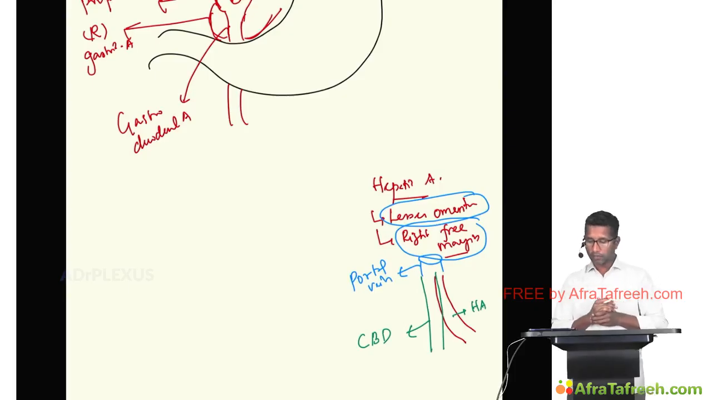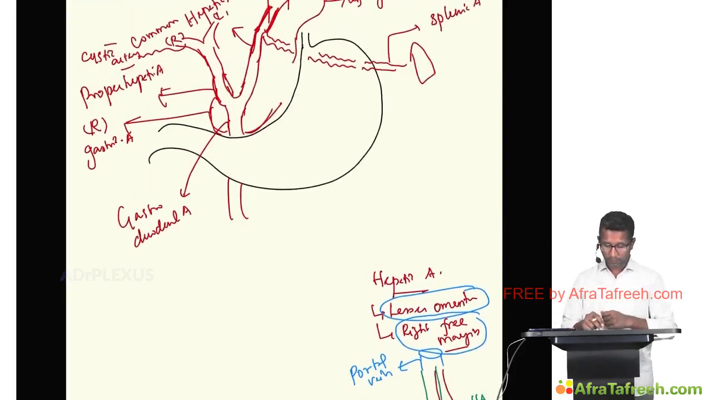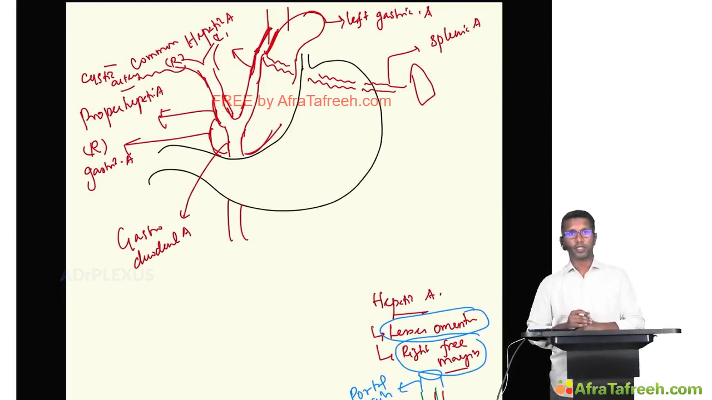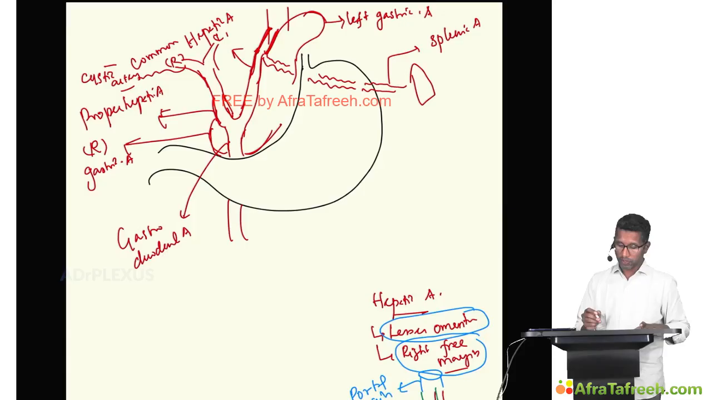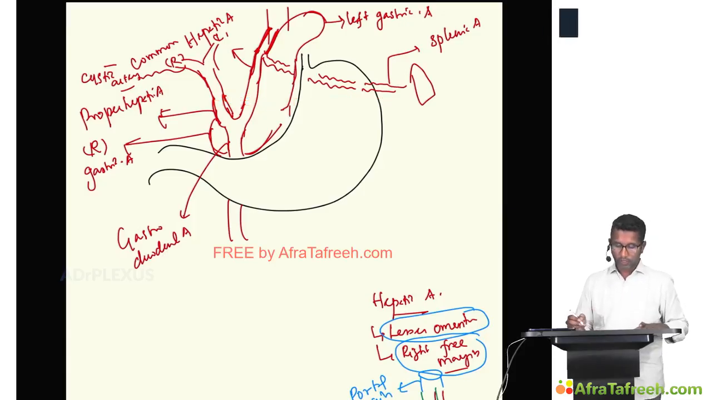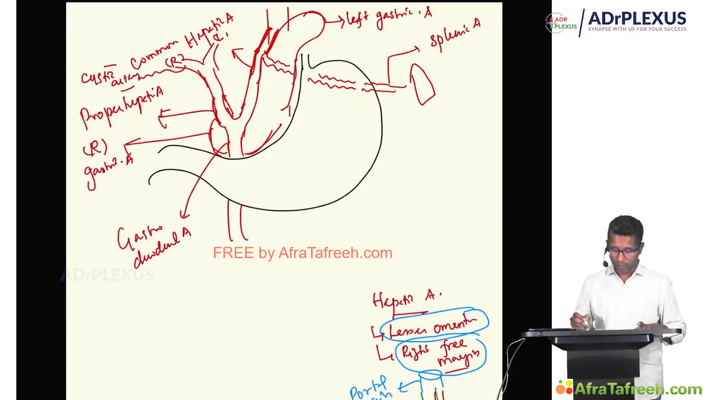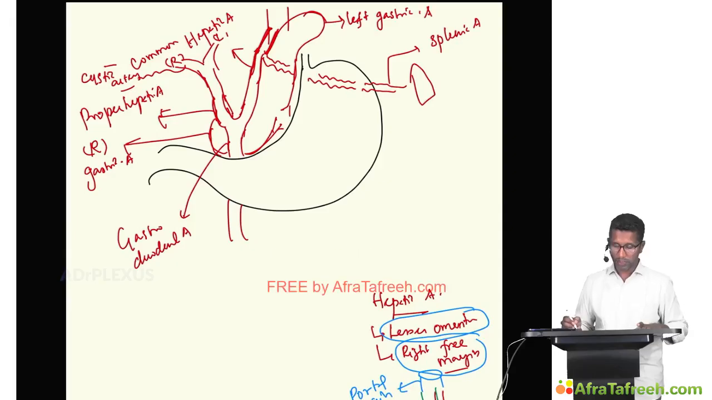They run in the right free margin of the lesser omentum. Okay guys, so now if you see the lesser curvature of the stomach, it receives a direct branch from the celiac trunk, which is called the left gastric artery, and it receives a right gastric branch from the proper hepatic artery. So the lesser curvature of the stomach receives blood supply from these two gastric arteries.